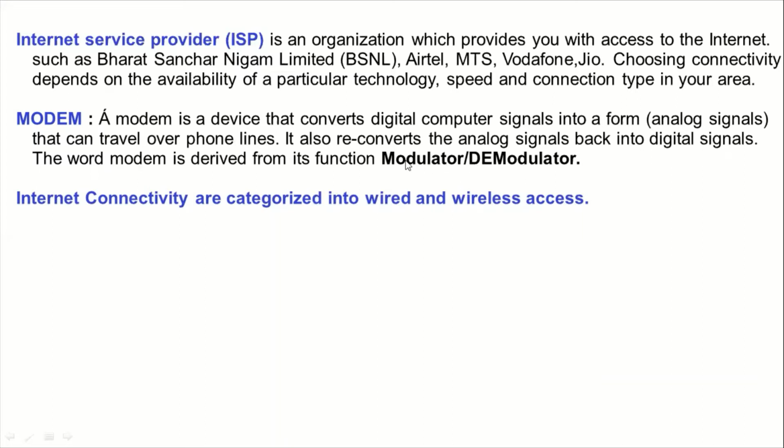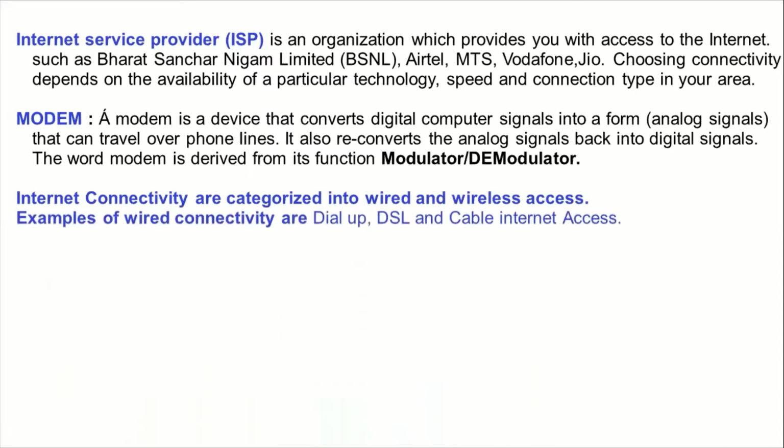So why do we need this device when we are connected to the internet? Because your computer system understands only digital signals. Telephone lines carry analog signals. So, to convert digital signals to analog and vice versa, we need a device called a modem. Internet connectivity can be categorized as wired or wireless access.